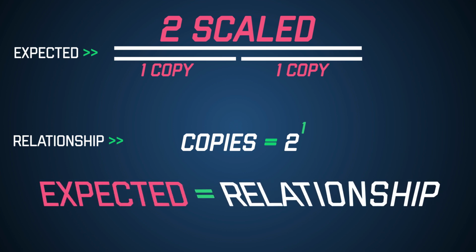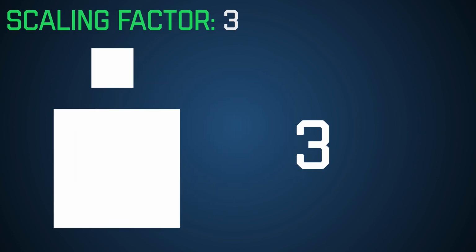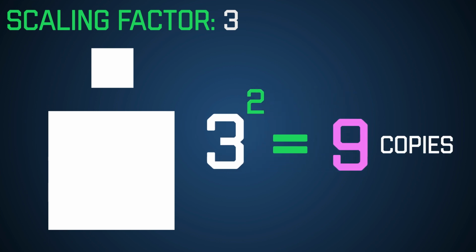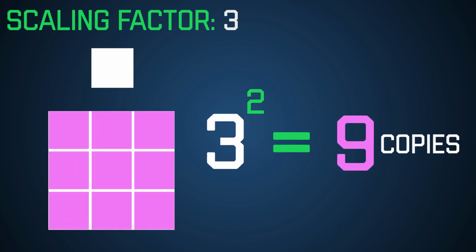as expected. Now if we consider a square that we want to scale up by a factor of 3, then we can see that 3 to the power of its dimension, which is 2, will tell us we need 9 copies of the original. As can be seen, the same relationship holds for volumes.